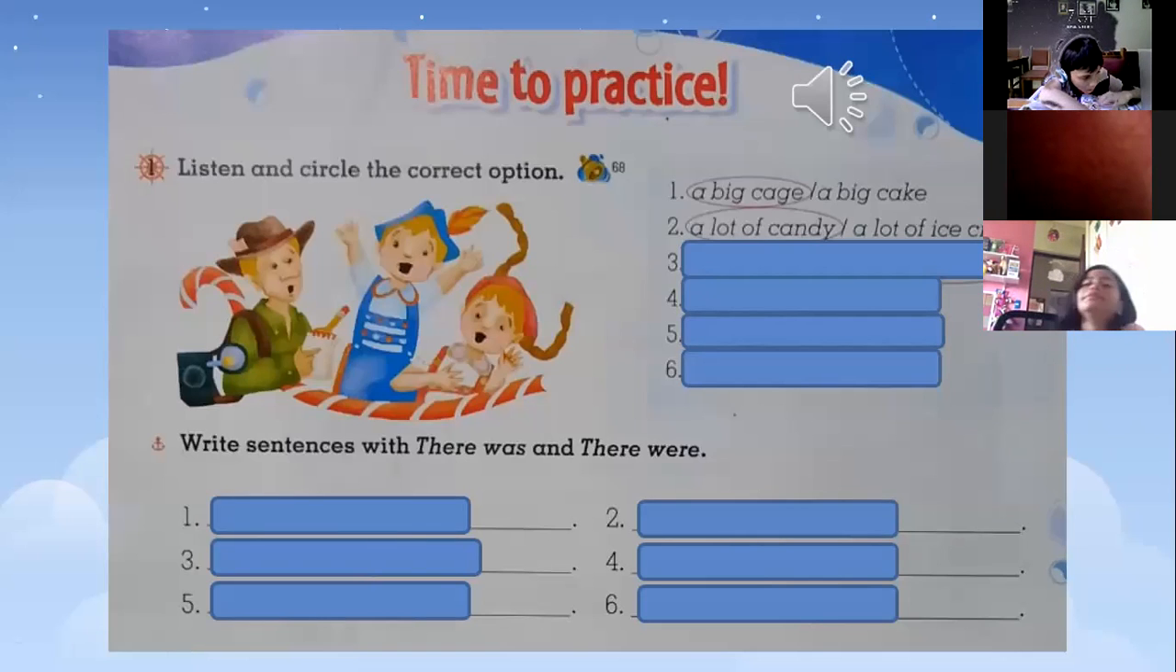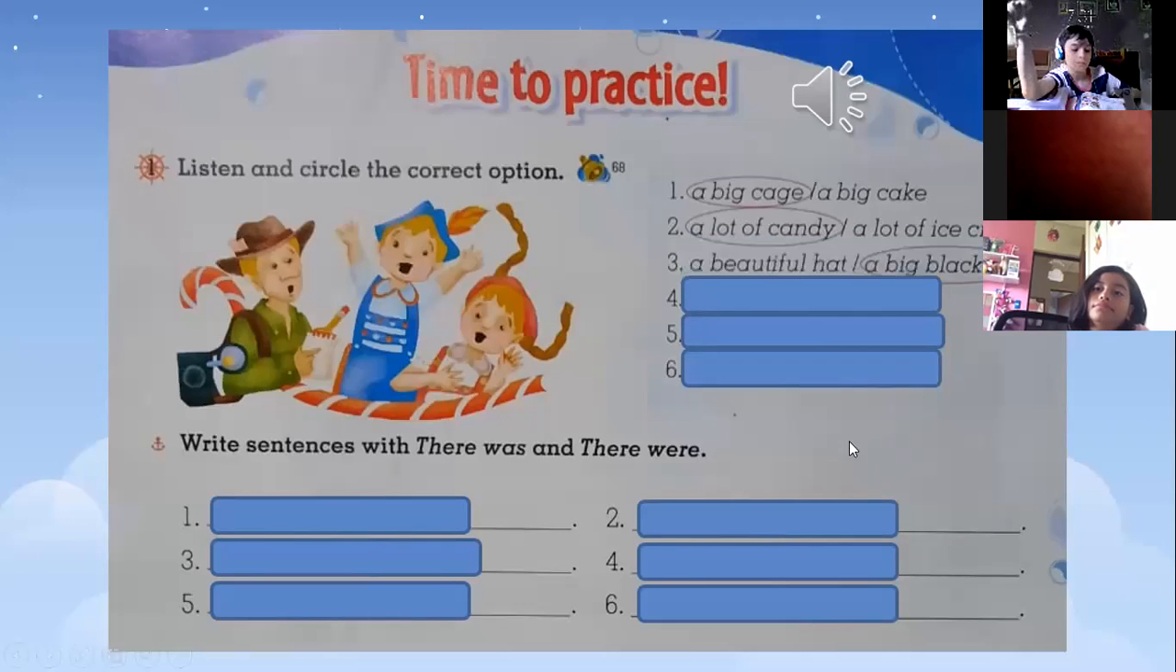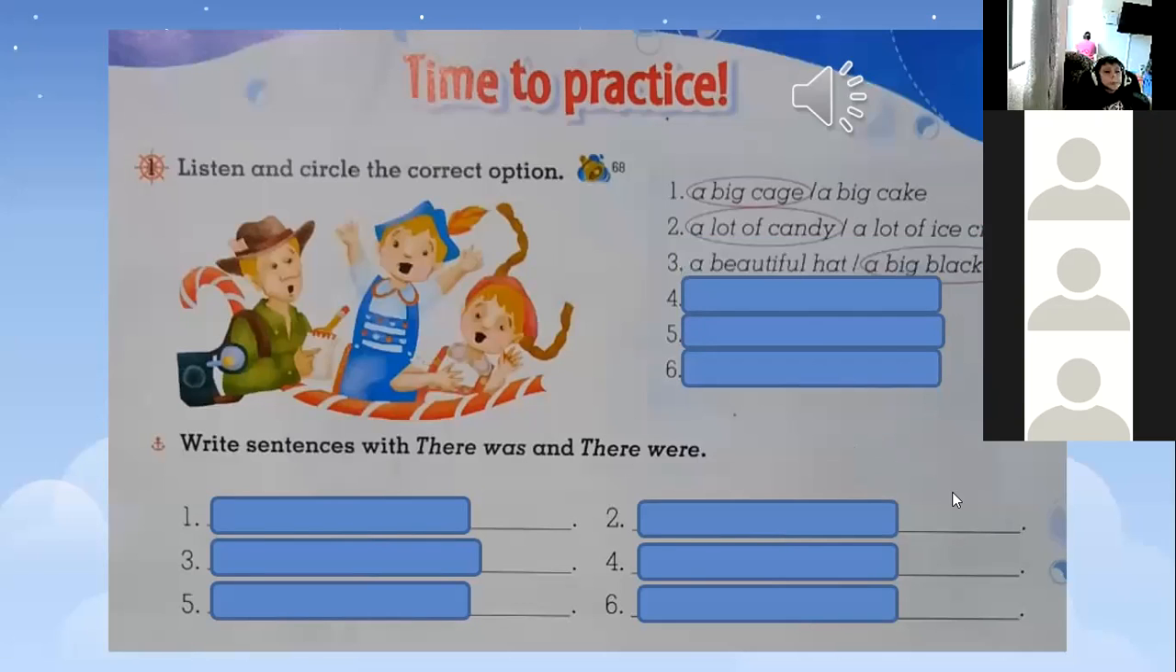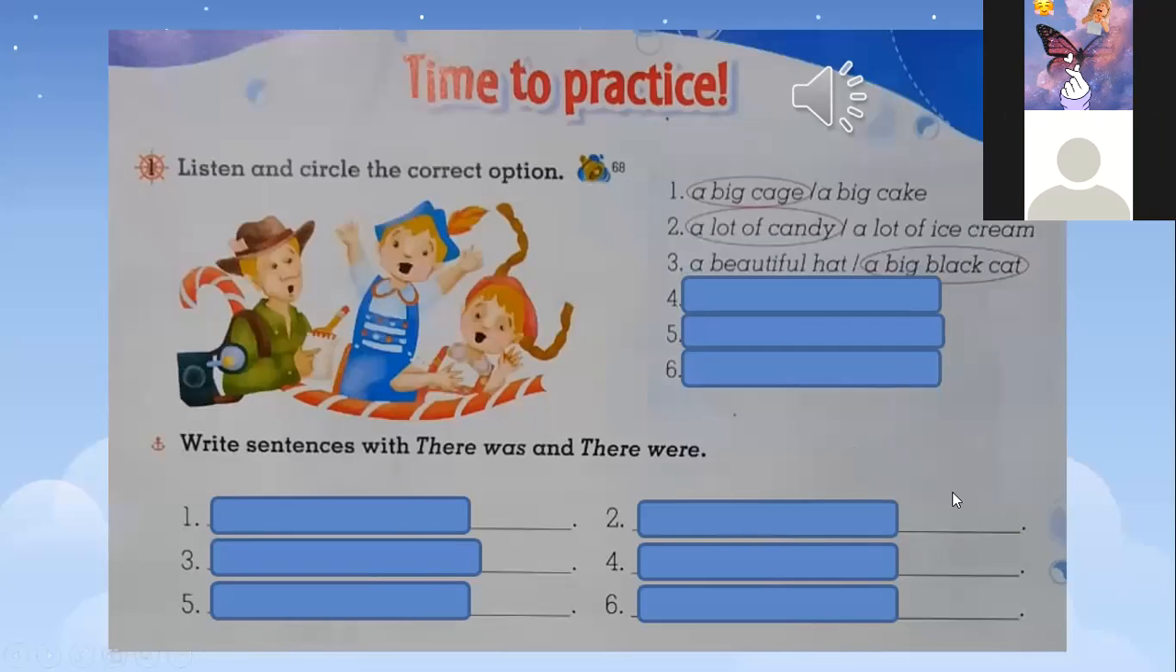Okay, so that's me. Number 3. What is the option? A big black cat. Okay, excellent. A big black cat. Exactly. Okay, next one. Ariana, what is number 4? Mario, what is number 4? Cookies. Okay, excellent.